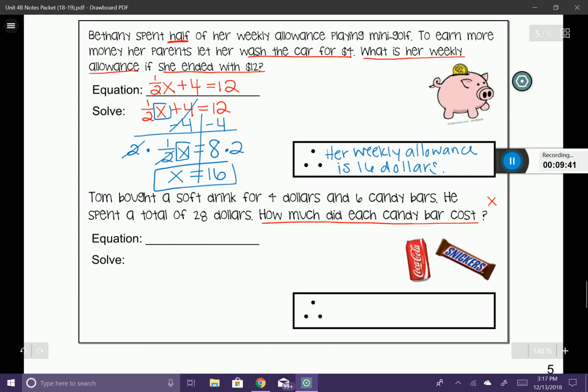So Tom bought a soft drink for $4. All right, so $4. And he also bought 6 candy bars. But do we know how much the candy bars cost? No, we don't. We just know that he bought 6 of them. So let's call it 6x. He spent a total of $28. So I'm going to set that equal to 28. Now let's go ahead and solve to see how much each candy bar is going to cost.